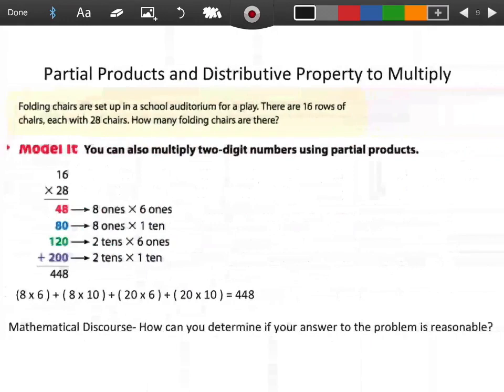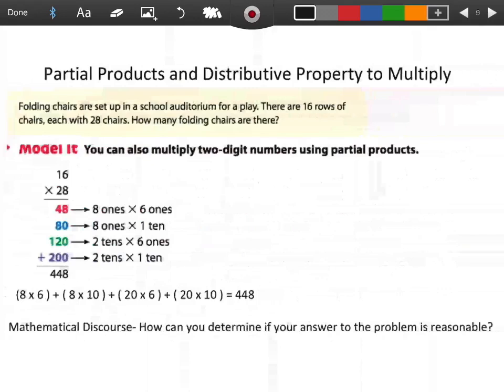Folding chairs are set up in a school auditorium for a play. There are 16 rows of chairs, each with 28 chairs. How many folding chairs are there? For our model, you can also multiply two-digit numbers using partial products. So you can see we've got it set up nice and tall, 16 times 28.